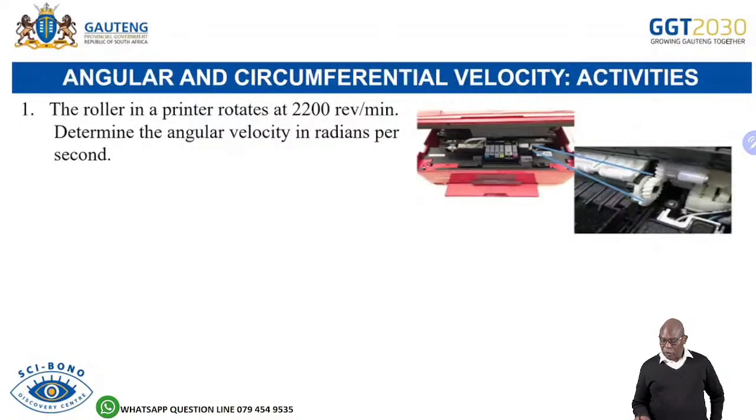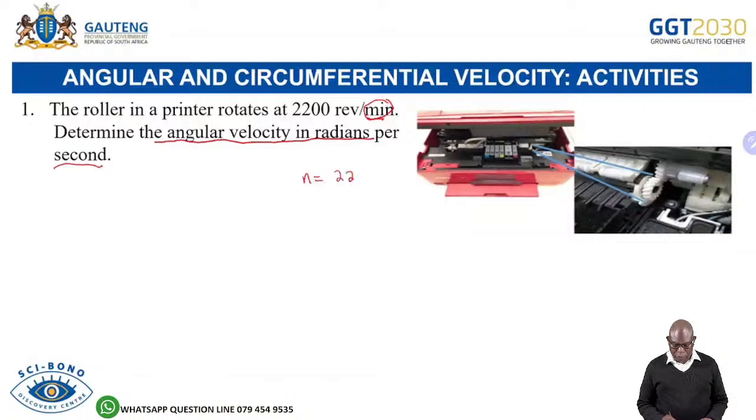Now let's look at this question. It says, the roller in a printer rotates at 2,200 revs per minute. You can see it is written per minute. But look at the question here. It says, determine the angular velocity in radians per second. So that minute must be changed to seconds. How do we do that? First, we must change that to seconds. So my revolutions, which is n, is going to be changed. It's 2,200 divided by 60.